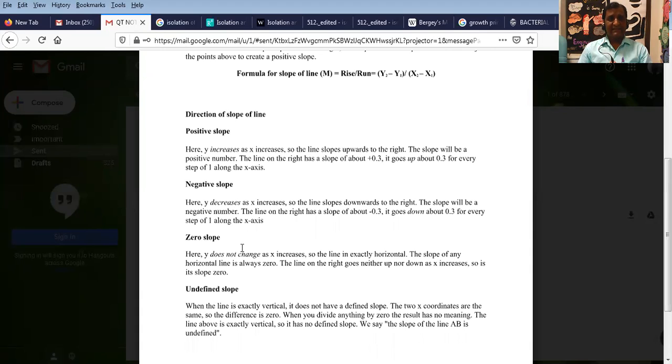Y decreases as x increases. That means the direction of y and x is opposite. This is called a negative slope. So the line slopes downward to the right, and the slope will be a negative number. The line on the right has a slope of about minus 0.3. It goes down about 0.3 for every step of 1 along the x-axis. That is the negative slope.